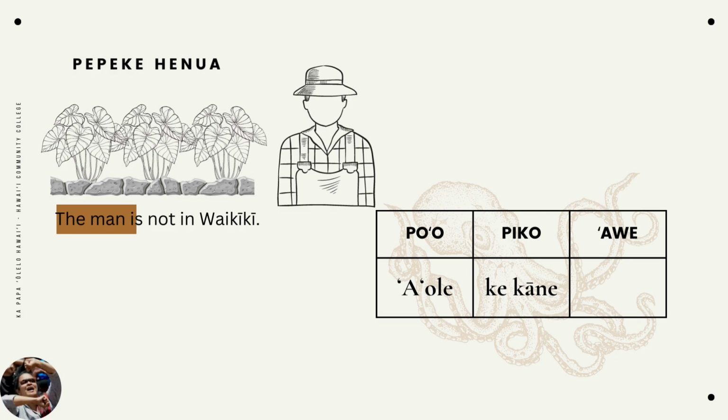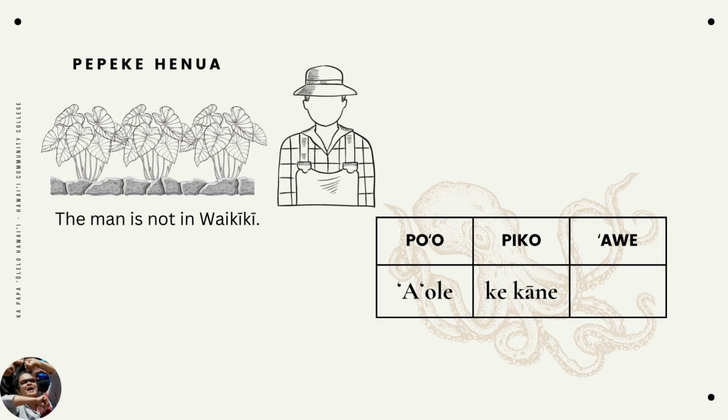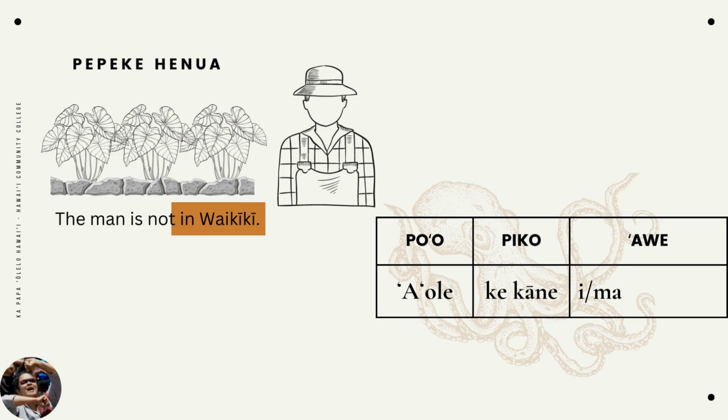Let's insert the man in the piko column, ke kane. The location is placed in the ave column. Where is the man not in? He is not in Waikiki.